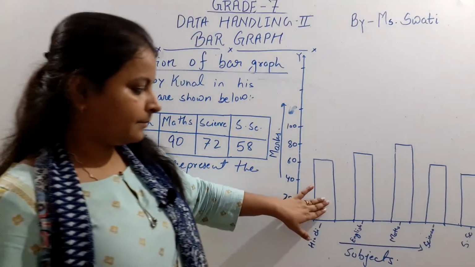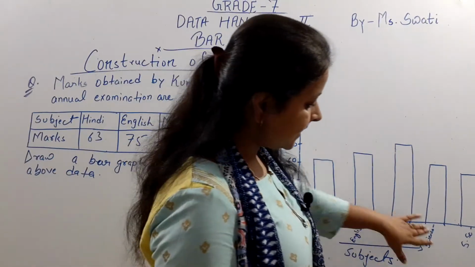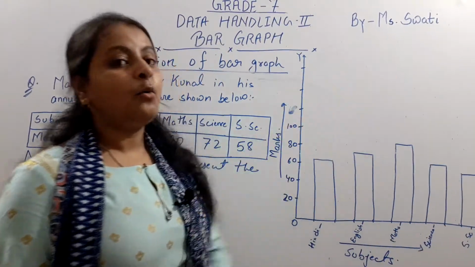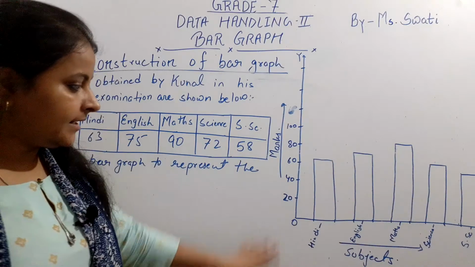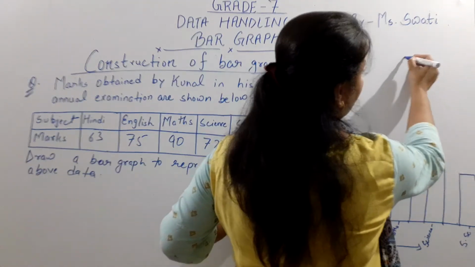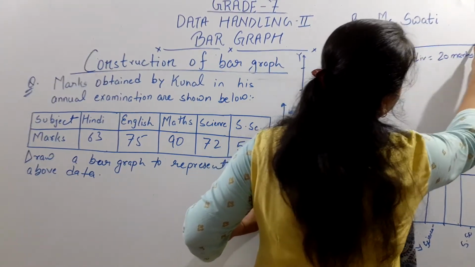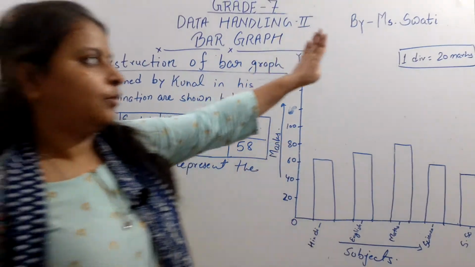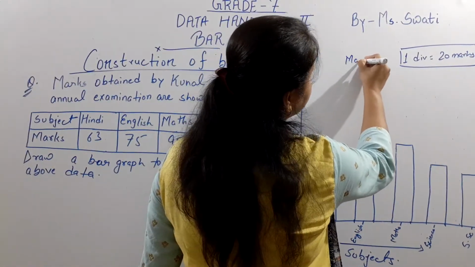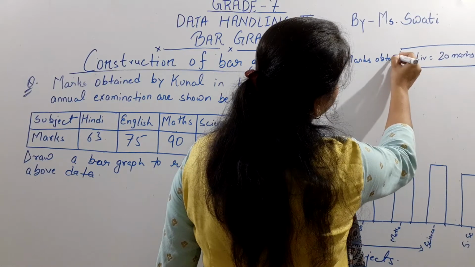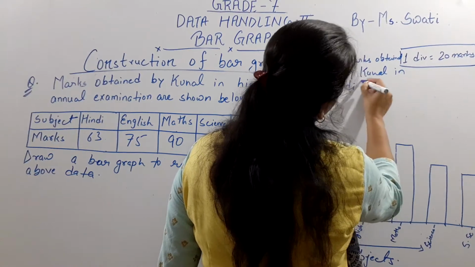Okay, this bar represents marks of Hindi, this bar represents marks of English, this bar represents marks of maths, science and social science. Now, what do we have to put here? First, we have to put the scale. One division is equal to 20 marks. This is the scale. And what is the topic of the bar graph? Marks obtained by Kunal in different subjects.